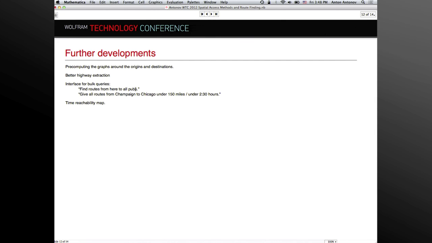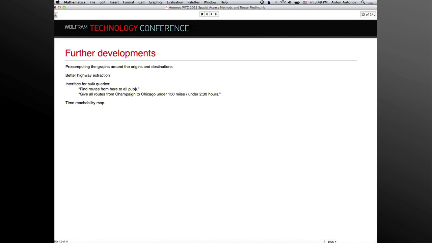For me, the ideal end result of this research would be Wolfram Alpha having some sort of commands like: give me all routes between Champaign and Chicago which are less than 150 miles, or less than two and a half hours. Or given the weather conditions, or time series analysis, from prior experience you can try to minimize certain things, like driving through less rain or less traffic.